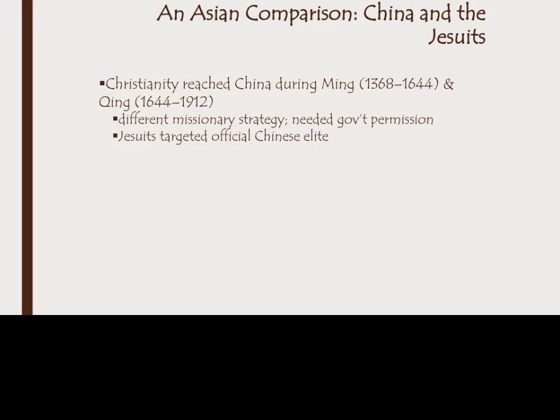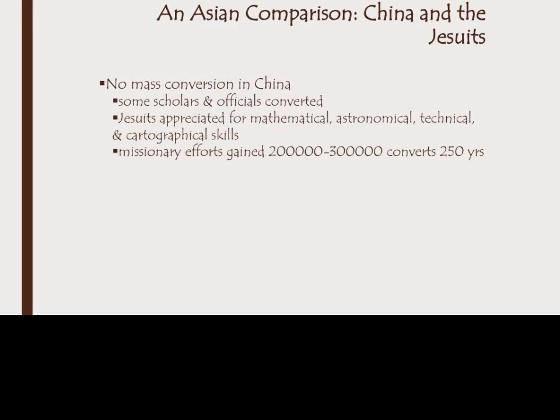They needed government permission for operation, and so the Jesuits especially targeted the official Chinese elite. Now, there was no mass conversion in China, though some scholars and officials converted. The Jesuits were appreciated for mathematical, astronomical, technological, and cartographical skills. And the missionary efforts gained about 200,000 to 300,000 converts within 250 years.